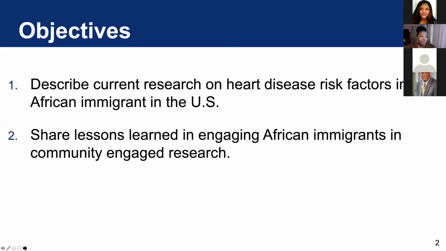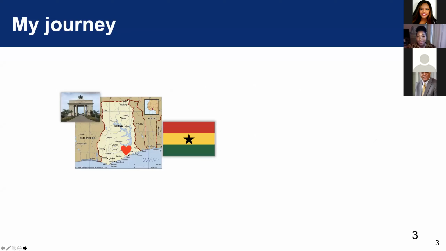So my objectives are to first describe current research on heart disease risk factors and the heart health of African immigrants in the US, but I'll also share some lessons that I've learned with my research team in engaging African immigrants in community engaged research. So I come to this work as a Ghanaian immigrant. As was alluded to in the chat box, sometimes the word immigrant can have a very negative connotation, but I'm proud to say that I'm a Ghanaian immigrant residing in the US.